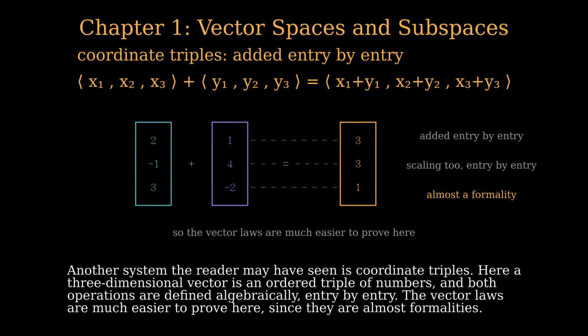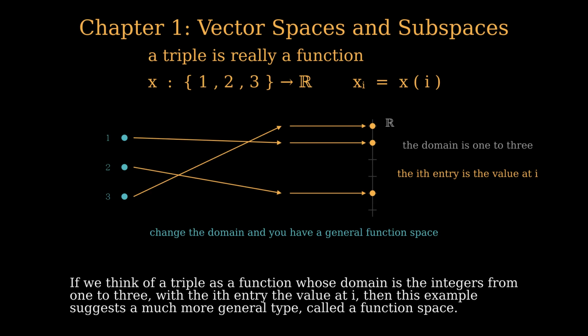Another system the reader may have seen is coordinate triples. Here a three-dimensional vector is an ordered triple of numbers, and both operations are defined algebraically, entry by entry. The vector laws are much easier to prove here, since they are almost formalities. If we think of a triple as a function whose domain is the integers from 1 to 3, with the ith entry the value at i, then this example suggests a much more general type, called a function space.